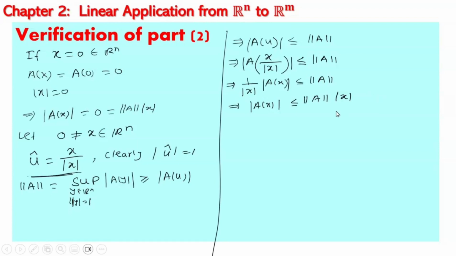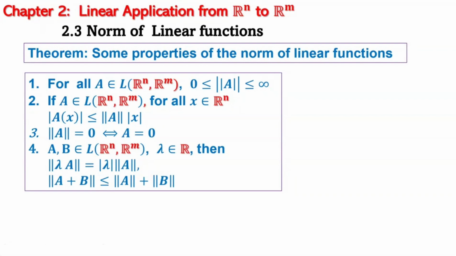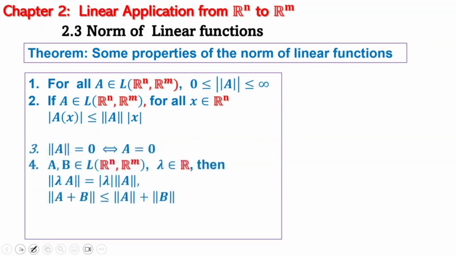Now I will move to the next properties. The third property says that norm of A equals 0 if and only if A is equal to 0. This is very easy to prove, so we are not going to prove it. Now take the fourth property. It says that if A and B belong to L(Rn, Rm) and lambda is any real number, then the norm of lambda A is the absolute value of lambda times norm of A, and norm of A plus B is less than or equal to norm of A plus norm of B.